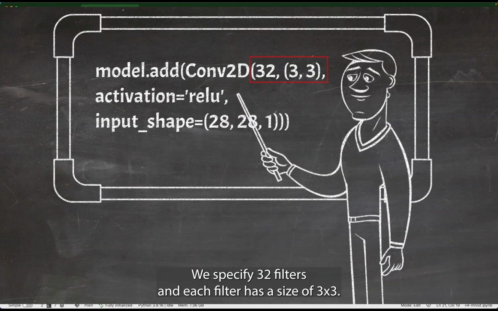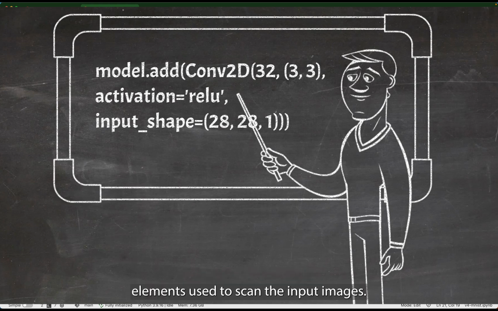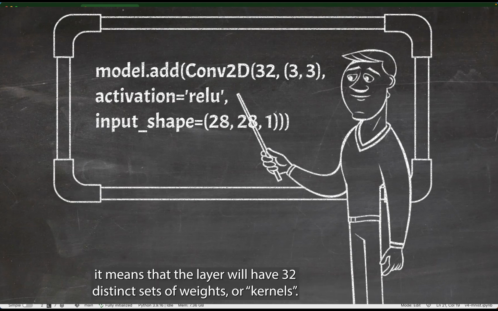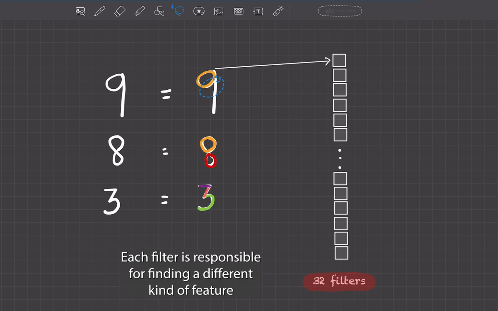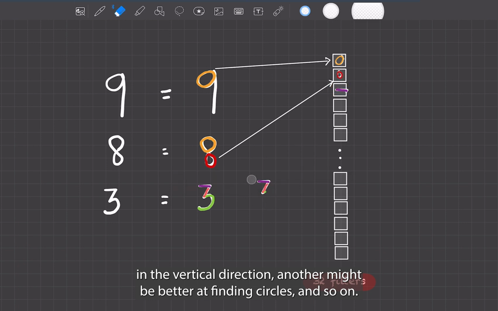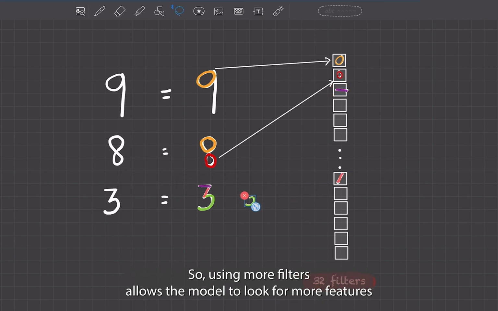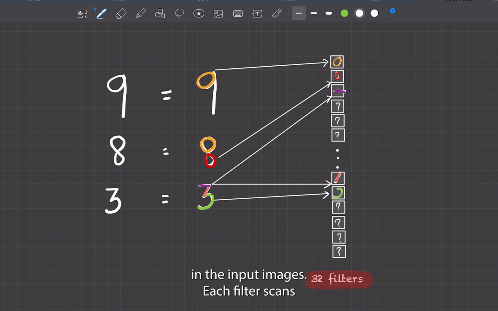We specify 32 filters, and each filter has a size of 3 by 3. In a convolutional layer, filters are the key elements used to scan the input images. When we say we're using 32 filters, it means that the layer will have 32 distinct sets of weights, or kernels. Each filter is responsible for finding a different kind of feature in the input image. For example, one filter might be really good at finding edges in the vertical direction, another might be better at finding circles, and so on. So using more filters allows the model to look for more features in the input images.